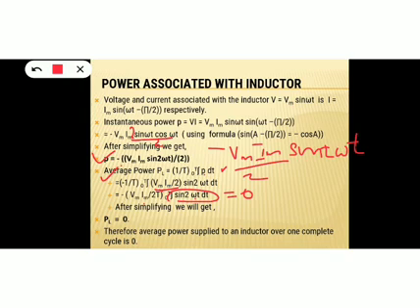But for a resistive circuit, average power was not 0. For an inductive circuit, average current is 0, average voltage is 0, average power is also 0. Okay.